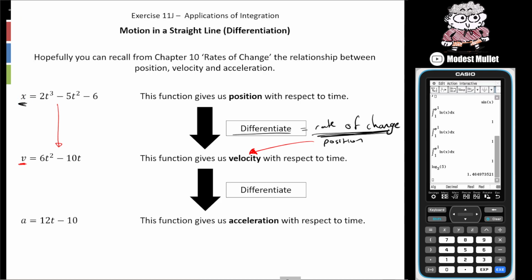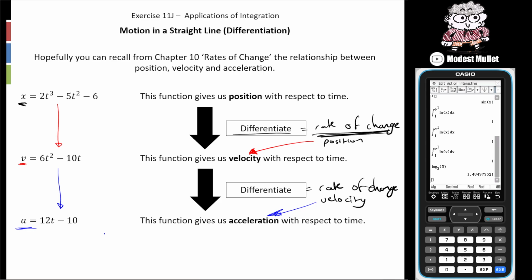Right, so what happens if we then differentiate the velocity function? Well, same thing, we're going to get the rate of change, but this time our new function is going to tell us the rate of change of velocity, because that's what we were differentiating. We're differentiating velocity. And what does that give us? Well, the rate of change of velocity is called acceleration. And we get a new function that we call A for acceleration.